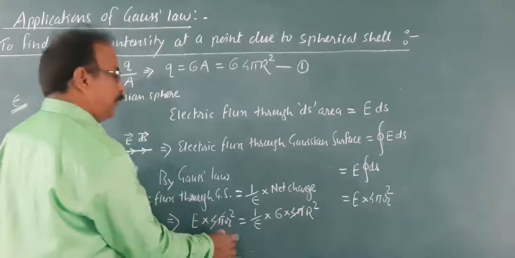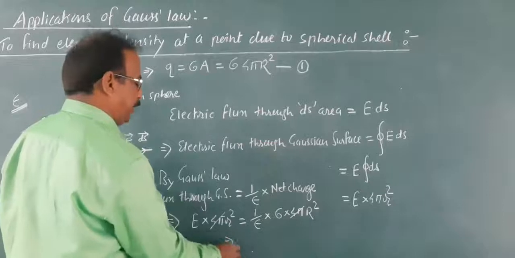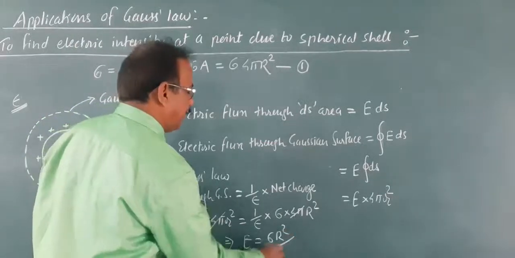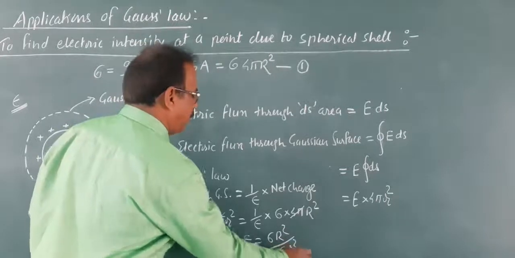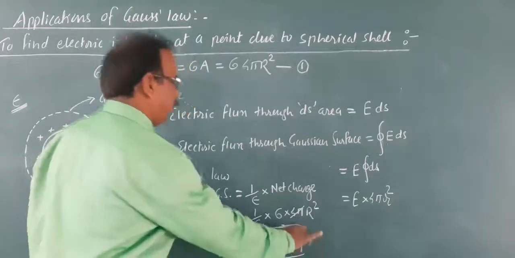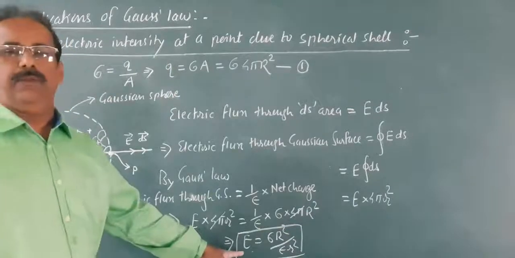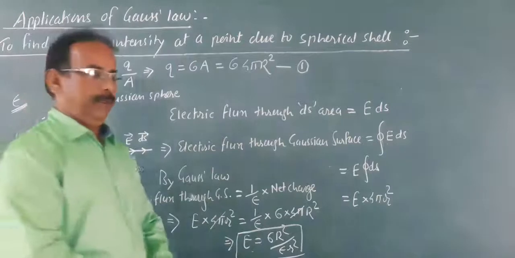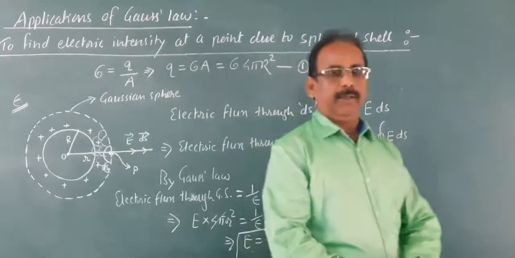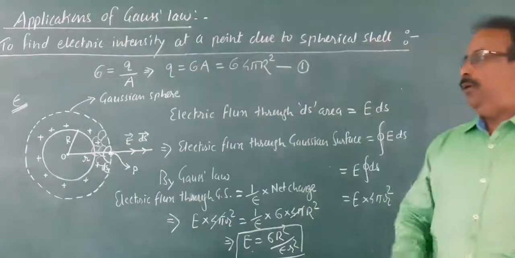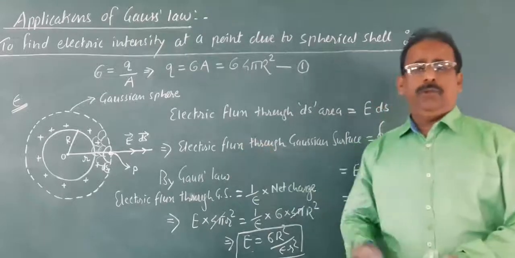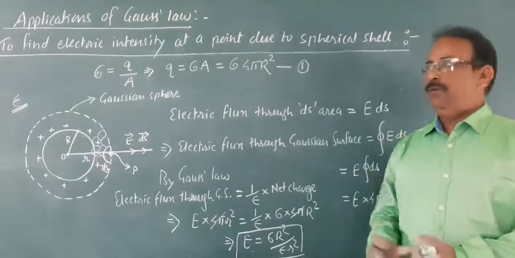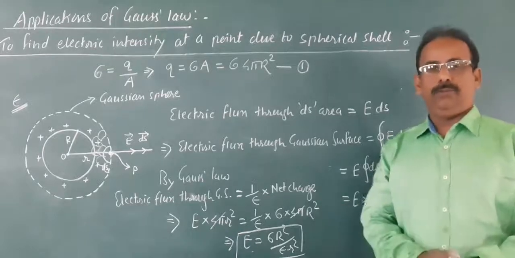From this we get electric intensity E as sigma r square upon epsilon R square. This is the electric field intensity at a point due to spherical shape. First application of Gauss law.